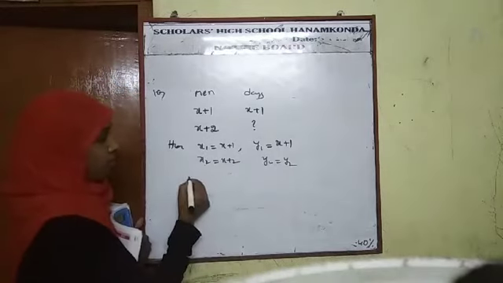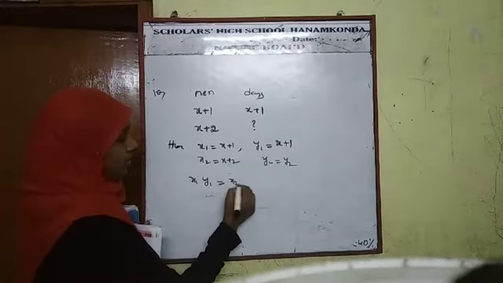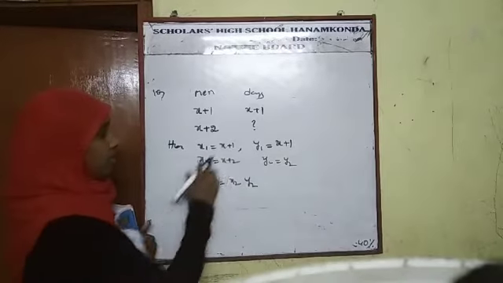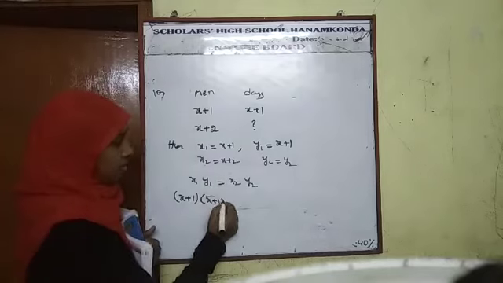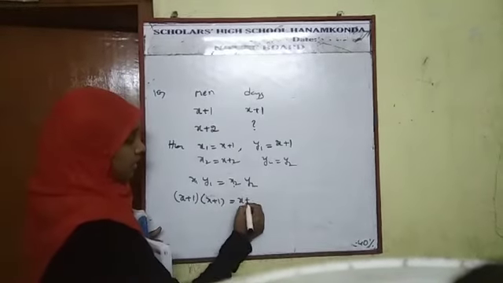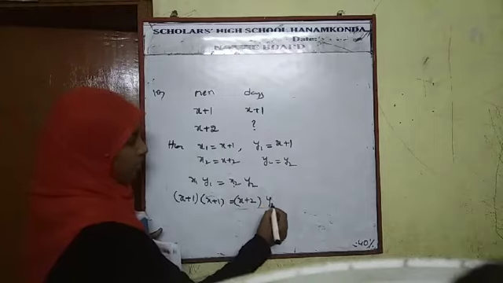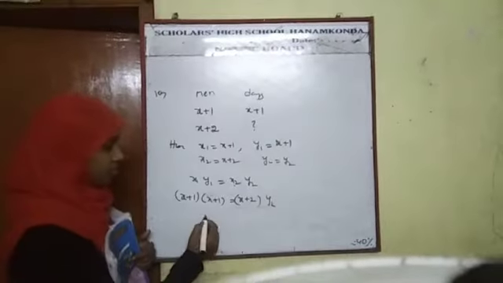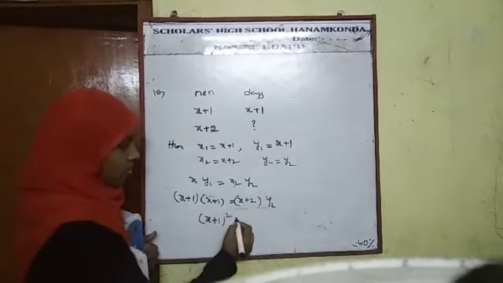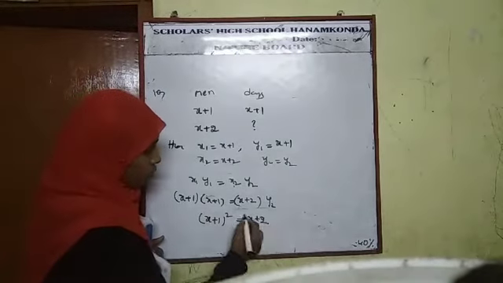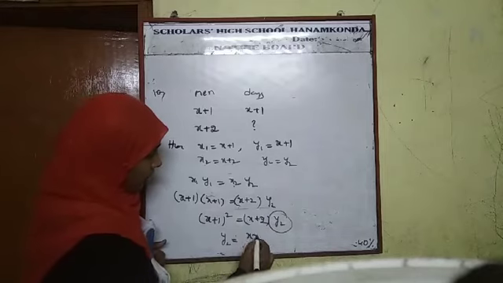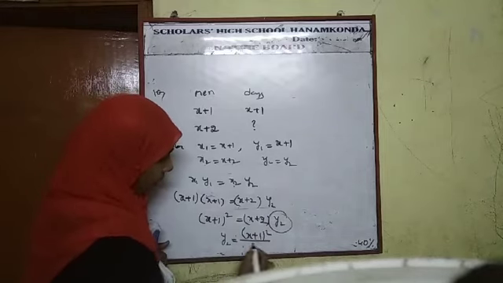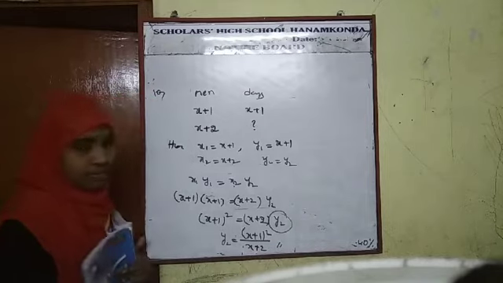Now, what is the formula? x1 y1 is equal to x2 y2. Next, the value of x1 is x plus 1 and y1 also x plus 1. The x2 value is x plus 2, the y2 value is y2 only. See here, x plus 1, x plus 1 two times. You have to write x plus 1 whole square is equal to x plus 2 into y2. We want only the y2 value now. You have to write y2 is equal to x plus 1 whole square by x plus 2. This is our answer.